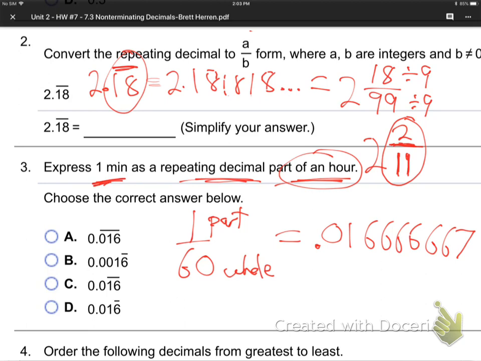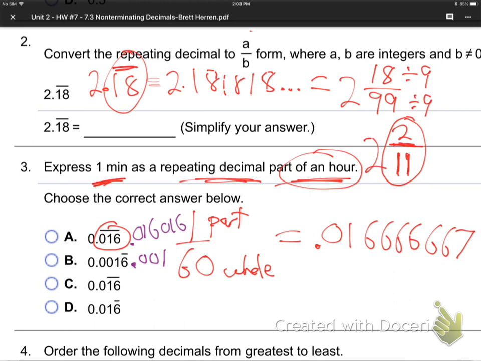Remember, the bar tells you the part that repeats. So what part repeats? Does the whole 016 repeat? Is it 016 bar? That's what that would be, right? That's not right. You guys with me? So let me write that out. This one would mean 0.016016. That's not right. What would this one mean?